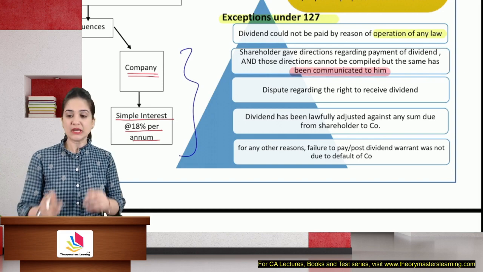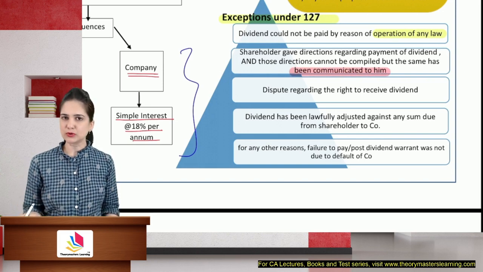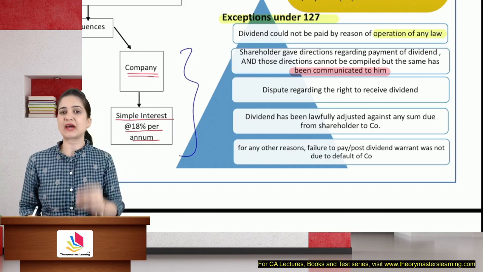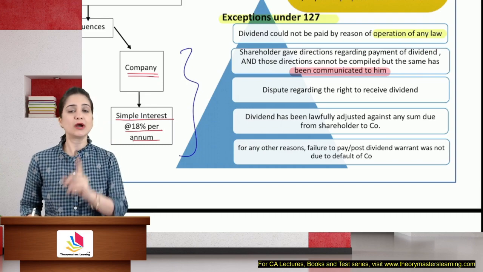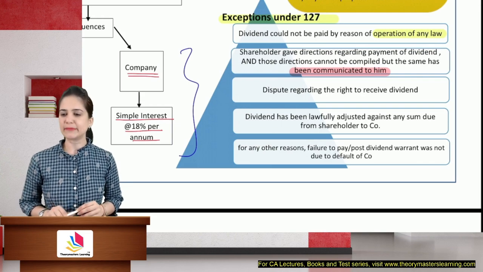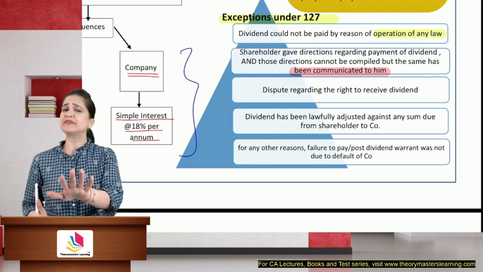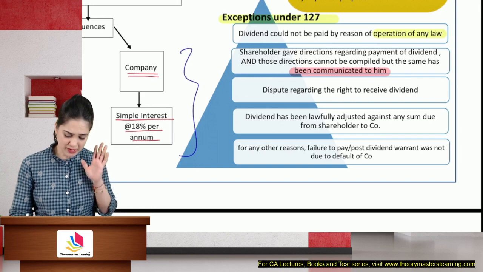The most important requirement over here is that the same should be communicated to the shareholder, see that we are trying to deposit dividend but we are not able to do so, that inability, that fact should be communicated. Only then the company can escape from the liability under section 127, otherwise the company will be liable. So it should be communicated.